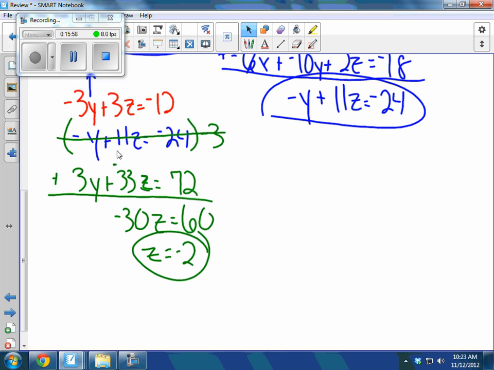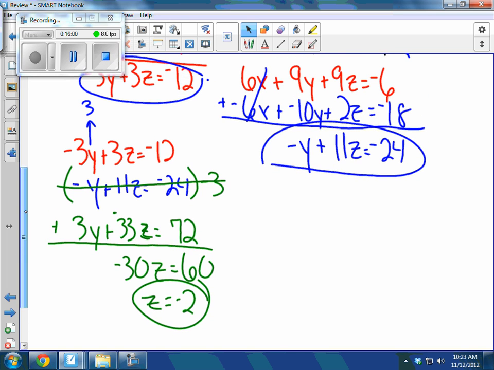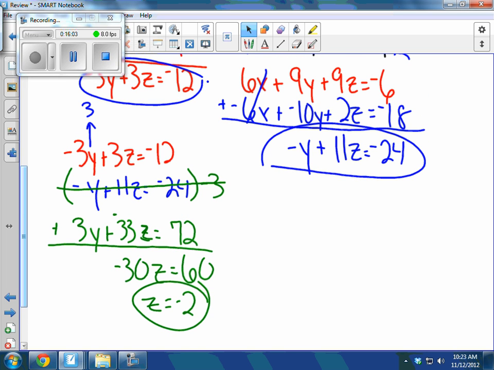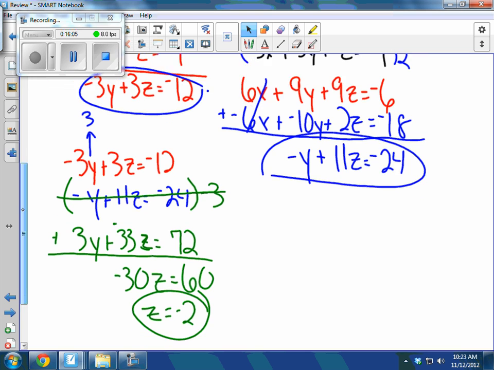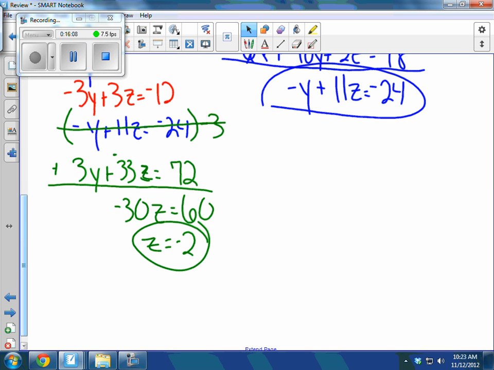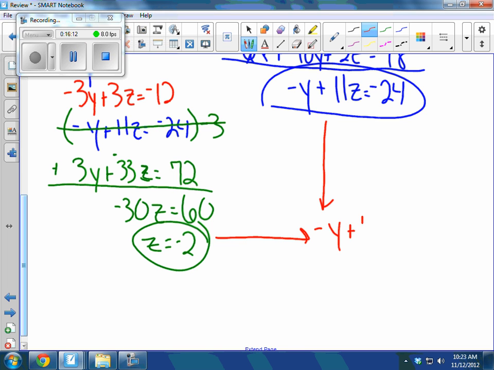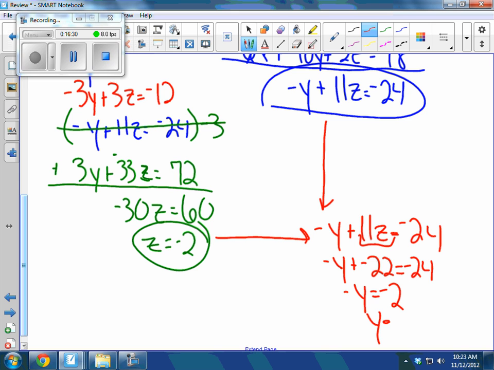And now what I'm going to do is take the fact that z is negative 2 and put it into one of the two circled equations that you guys see at the top. And I'm actually just going to put it into the blue one. One, because there's room, and two, it seems the easier one to work with. So putting it into this equation, and when I make z become negative 2, this term becomes negative 22. So now I'm going to add 22 to the other side, and I get negative 2. So that means positive y is 2.